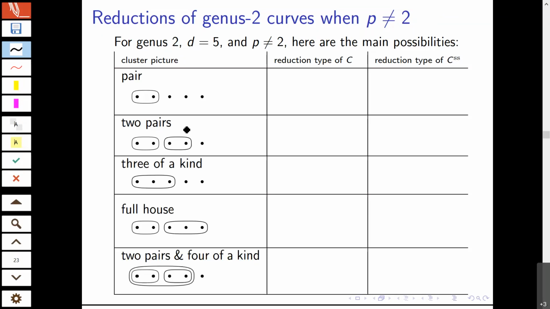And what happens for the reduction type of C in its semi-stable model is a pair is going to give us a node, like I said before. That's already semi-stable. We're good. We don't have to do anything else. 2 pairs gives us 2 nodes. Again, already semi-stable. Don't have to do anything else. 3 of a kind gives us a cusp, right? If you have more than 2 coalescing, you get a cusp.